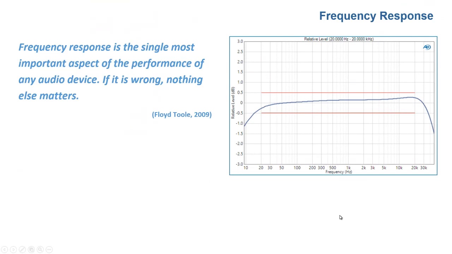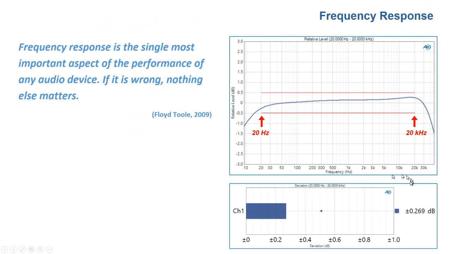Now, typically for an electronic audio device, we like to have a very flat frequency response. This is the response of a little headphone amplifier that I've tested. And as you can see, we've put limits on the response from 20 hertz to 20 kilohertz. That's generally perceived to be the audible frequency range. And our limits are plus or minus 0.5 dB. So it's quite flat.